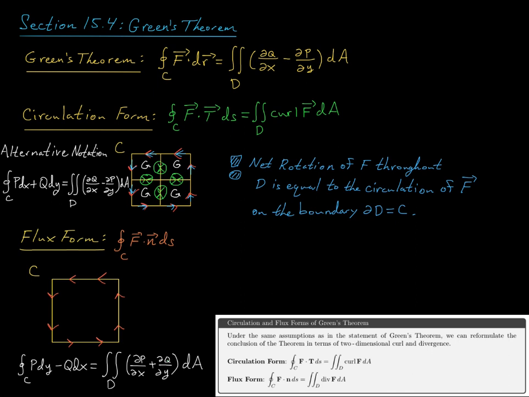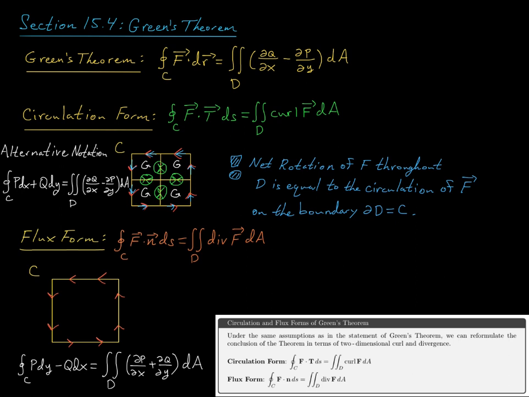Okay, so what does this integrand right here remind you of? Well, that of course is just the divergence, right? We define the two-dimensional divergence to be this quantity, partial p partial x plus partial q partial y. So what we're saying here is that Green's theorem says that this flux integral is equal to the double integral over this region D of the divergence of our vector field.